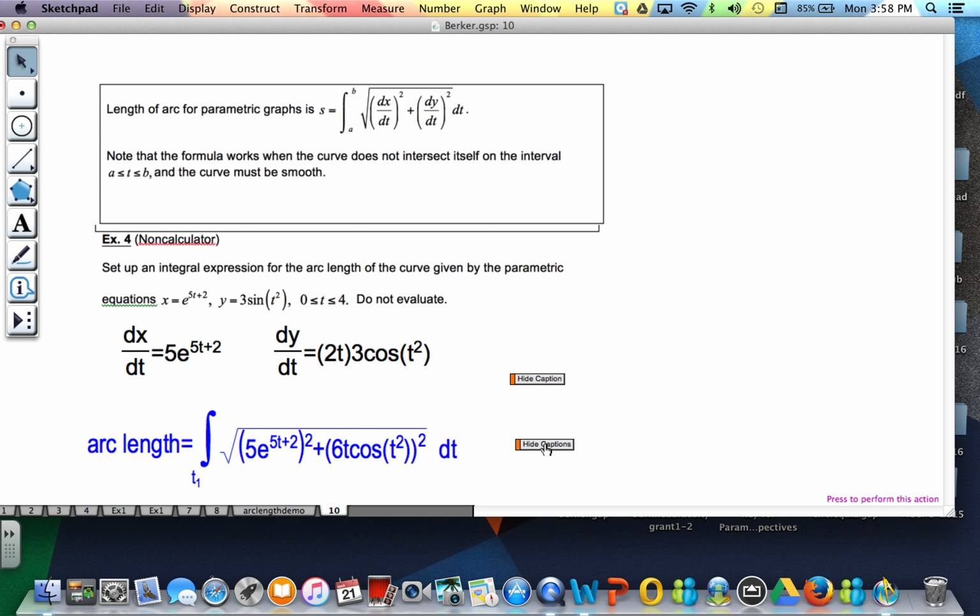So the arc length would be equal to the integral from t sub 1 to t sub 2, but in this case, our t sub 1 is 0, and our t sub 2 is 4, of the square root of 5e to the 5t plus 2 quantity squared plus 6t cosine t squared to the second dt.